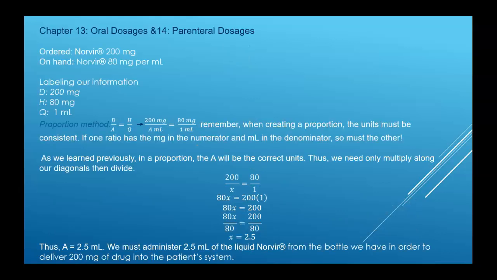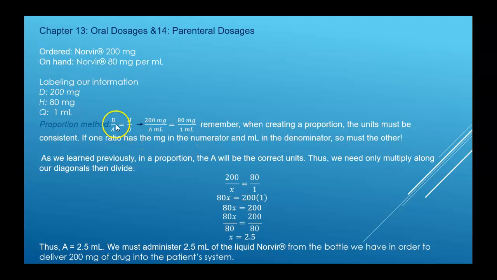Okay, so let's look at an example. Okay, so we have an order. Norvir, 200 milligrams is ordered. So the doctor says on the order, give him 200 milligrams of Norvir. So you have a bottle of liquid on hand. Who knows how big that bottle is? Doesn't matter. That bottle could have 250 milliliters in it. But according to this, it's 80 milligrams per milliliter. So every milliliter in that bottle has 80 milligrams of drug in it.